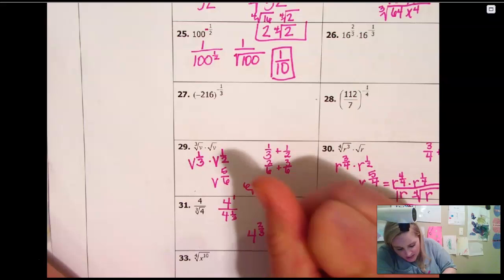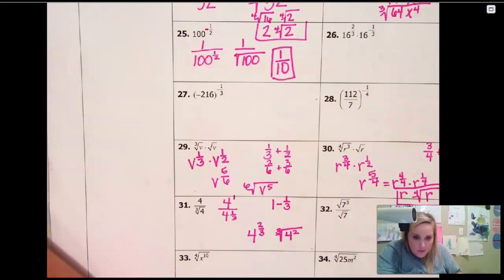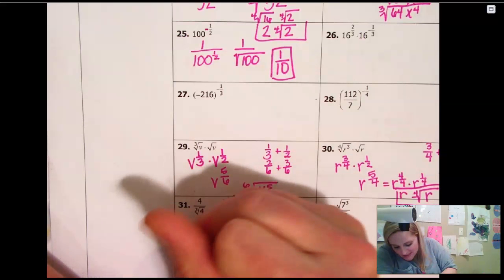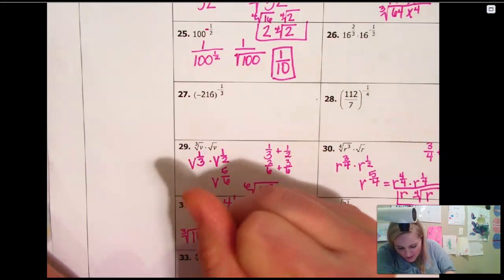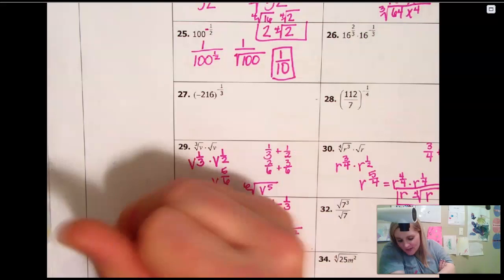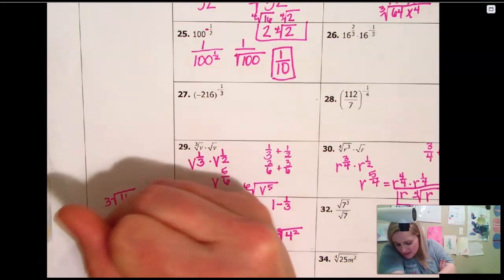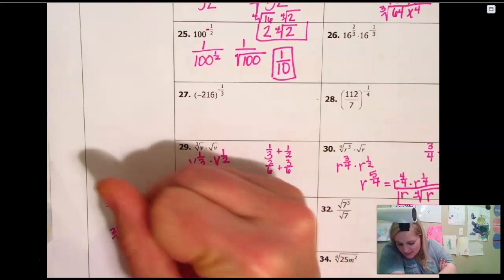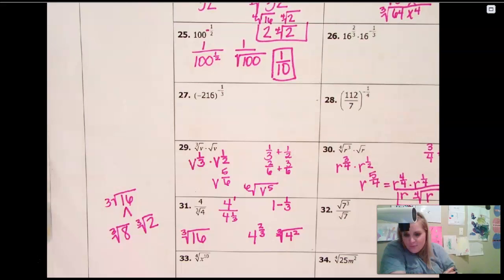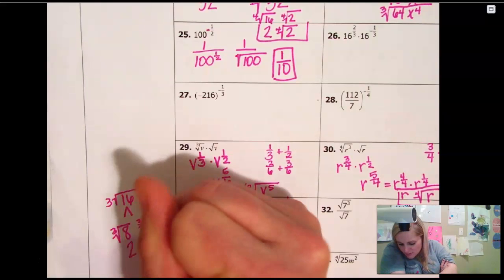3 is your index, 4 to the 2nd power. 4 to the 2nd power is 16. Okay, so cube root of 16 is not perfect, but 8 is, and 8 is a factor of 16. I'm going to come over here and give myself some space. So I've got the cube root of 8 times the cube root of 2. 8 is a perfect cube, so 2 cube roots of 2.